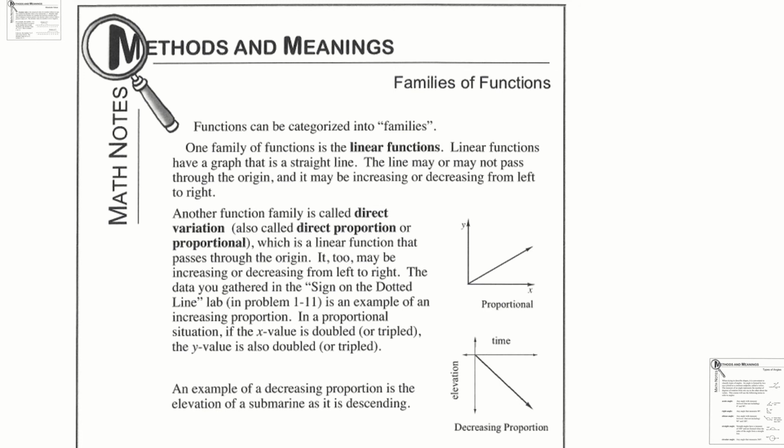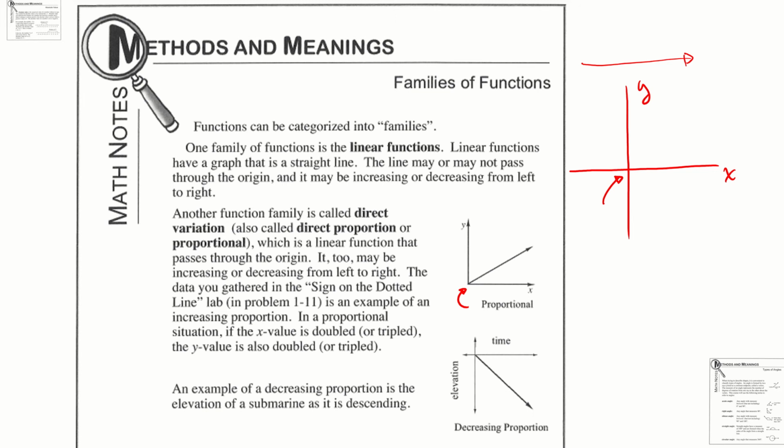Linear functions have a graph that is a straight line. The line may or may not pass through the origin. Just because it's linear doesn't mean it has to pass through this point on a graph. That point where the x and the y axis meet is called the origin, and the line doesn't have to go through that. The line may or may not pass through the origin, and it may be increasing or decreasing as you read from left to right.